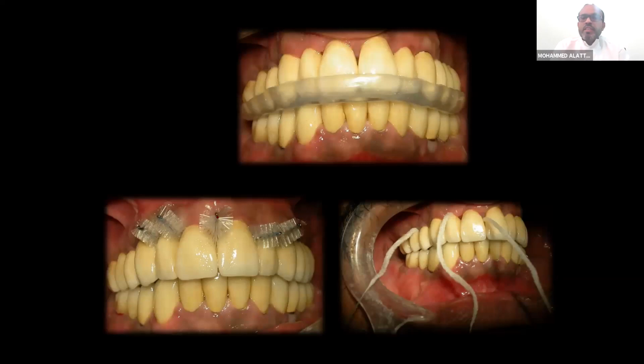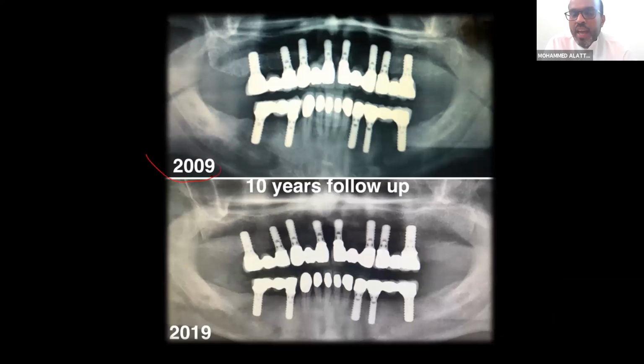What is the good for this patient? That is the patient we almost finished in 2009. And the patient now came in 2019, about 10 years follow up, because the patient used the flat appliance and also he has an easy way of doing the maintenance or the cleaning. If you can see, the implant is in a good situation.